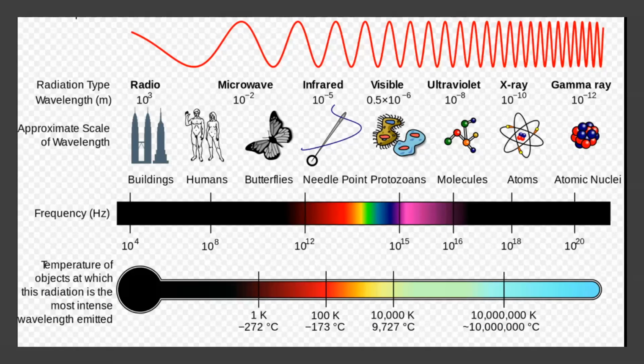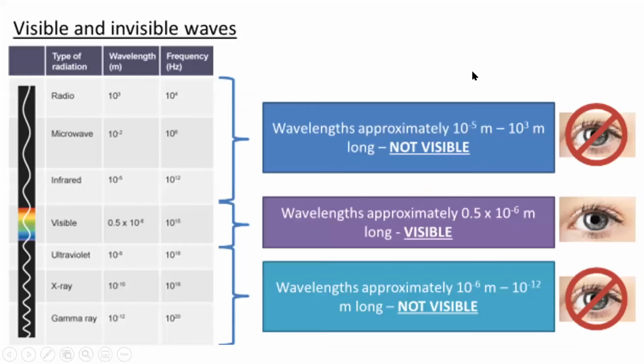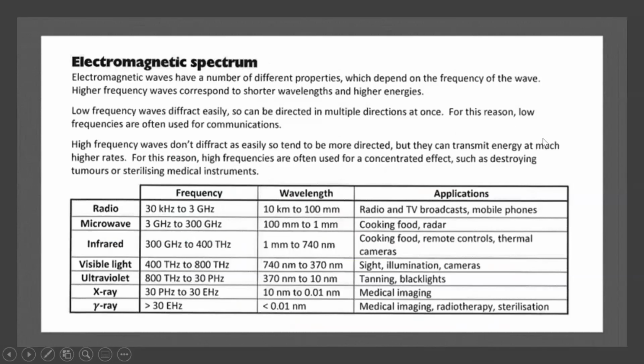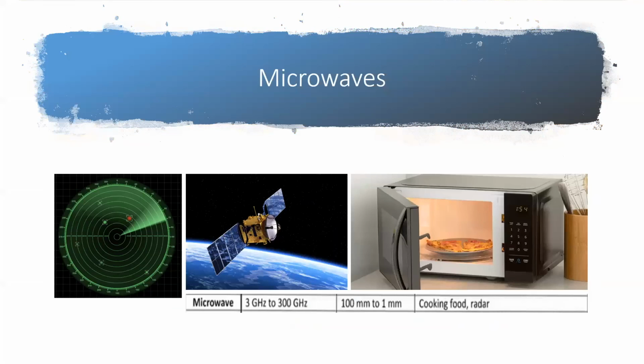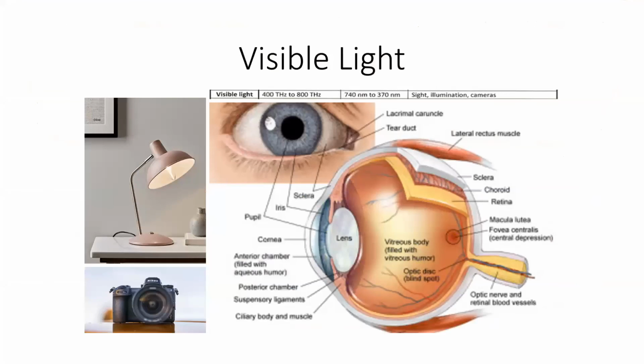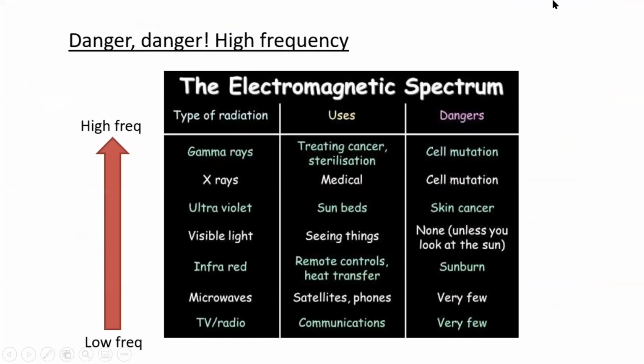Okay, approximate sizes. Again, you won't need to know exact numbers, but you need to know them compared to each other. Only visible light is visible to us. This is a good overview slide. Look at the applications, the overall uses and the dangers on this slide. So let's look at the overall dangers.